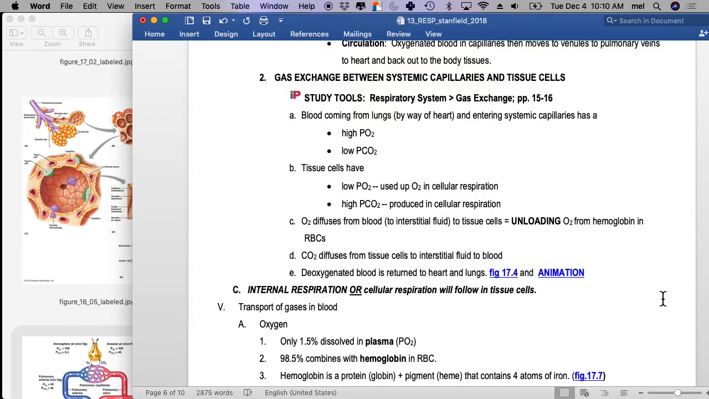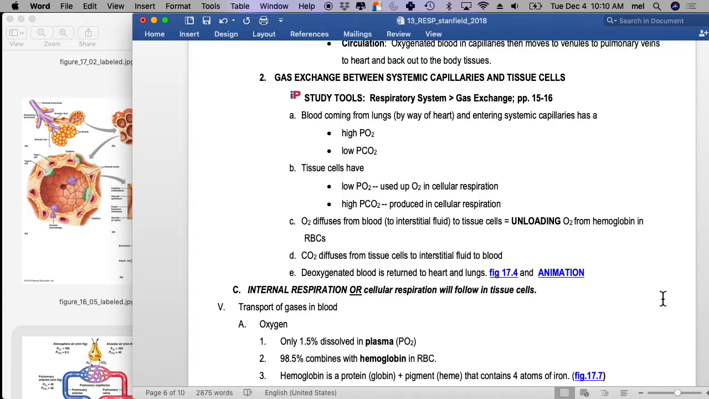Okay, so here is what is going to occur, and we'll look at the predictive factors for it in just a minute. Basically, the oxygen has to get off the bus, right? It has to unload from hemoglobin into the blood plasma, right? But then it can't stay in the blood plasma.